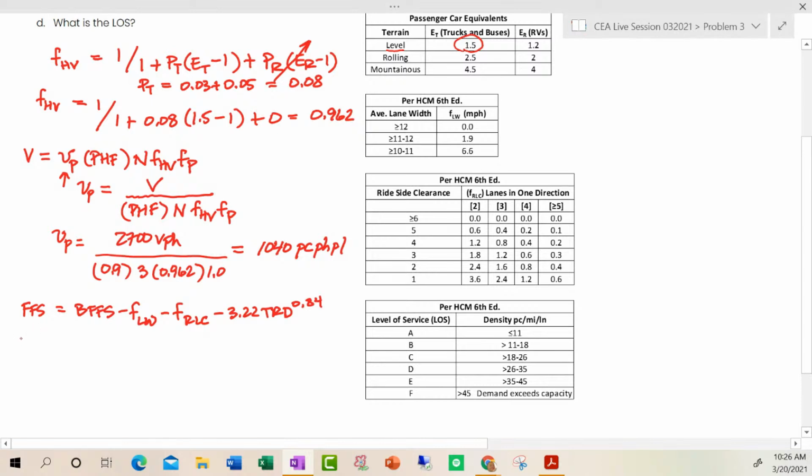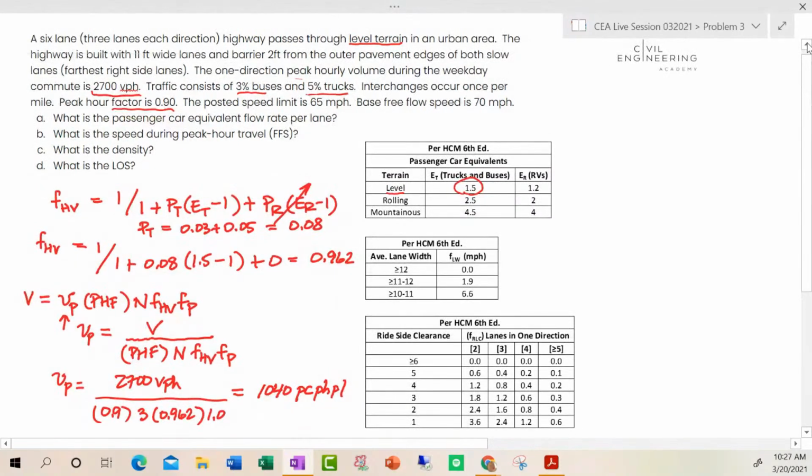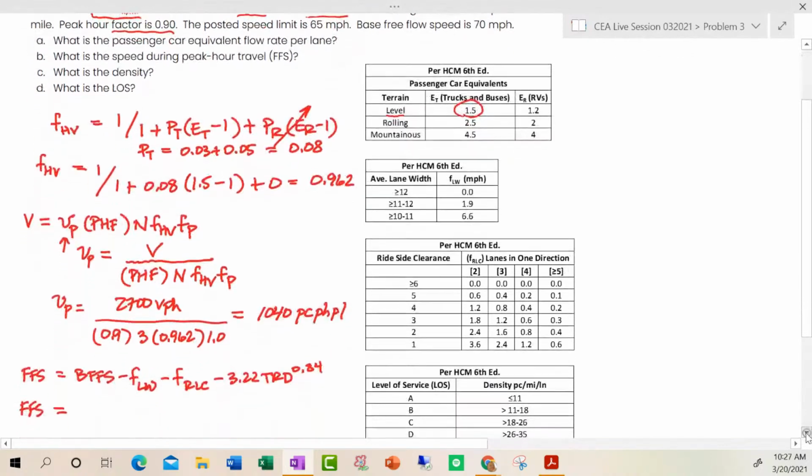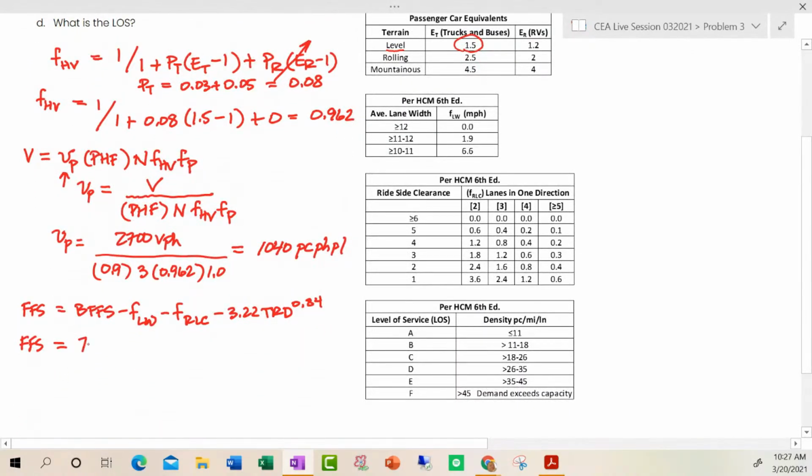So we were given the BFFS. FFS equals the BFFS, which I need to erase because we know what that is. We look it up in the problem statement. It tells us the posted speed limit was 65, but the base free flow speed is 70. So we know the BFFS is 70. And then we're going to figure out what these other factors are. If we go to the FLW table, we can look at our lane width. We were told our lanes are 11 feet, so we can look right here. And between 11 and 12, our FLW, our lane width factor, is 1.9.